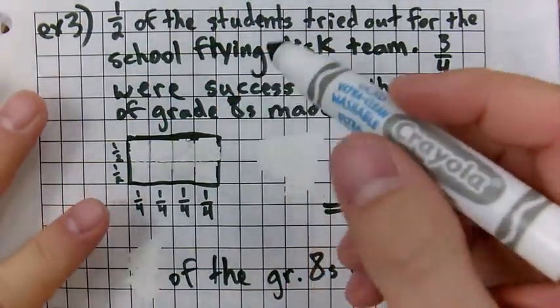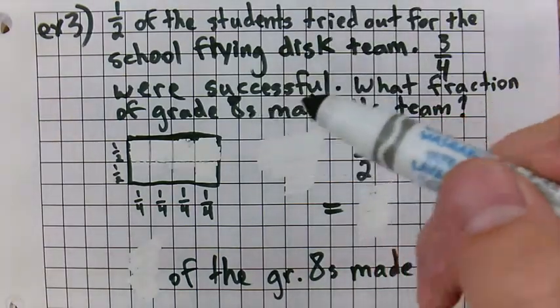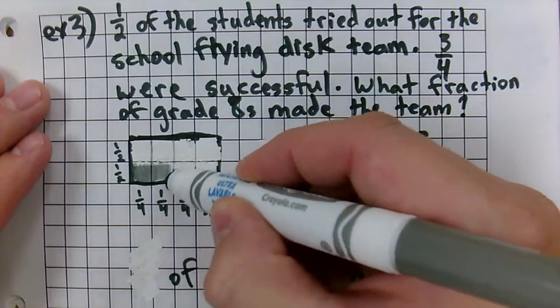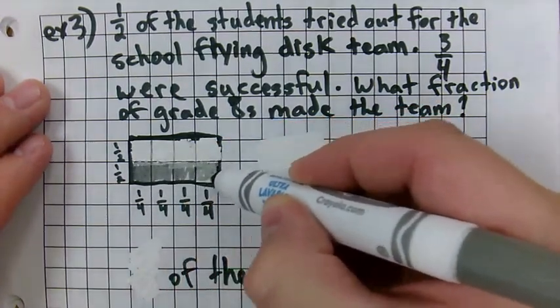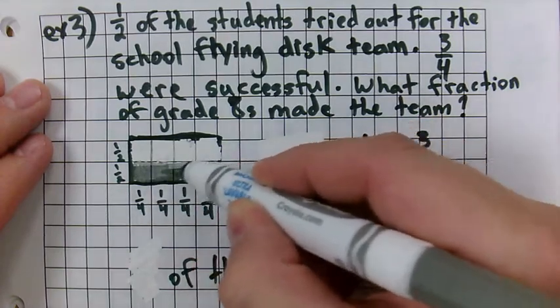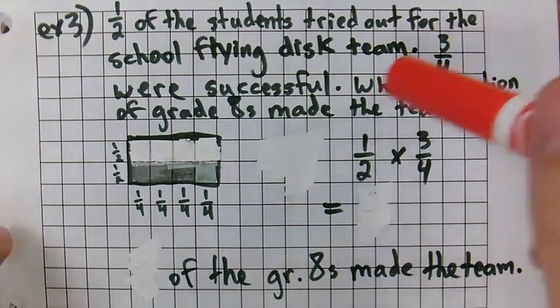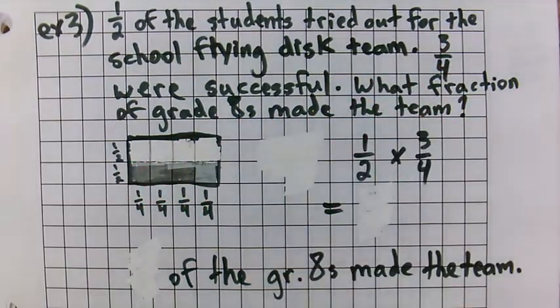So if this is all the students in grade 8 represented here, I'm going to look here and it says half the students tried out for the flying disc team. So I'm going to shade in half of the students, and those are the ones that tried out for the team. Okay? Here are the half that tried out for the team. And then it says that 3/4 of the ones that tried out, they were successful.